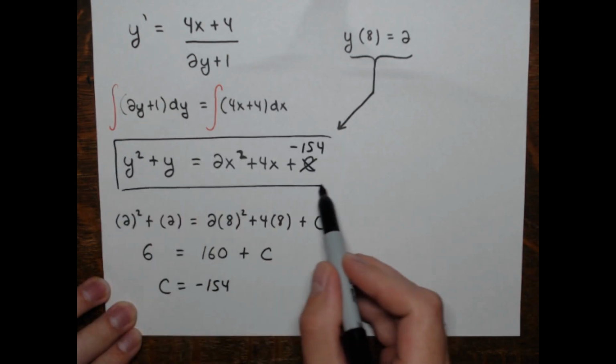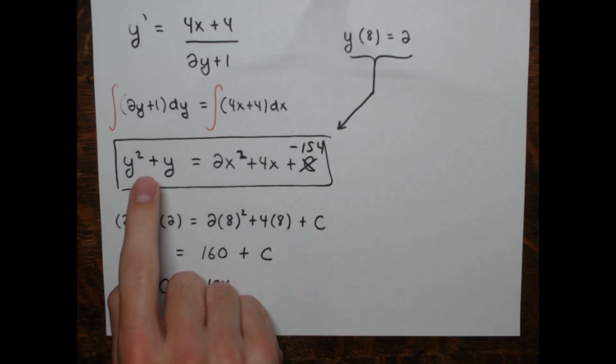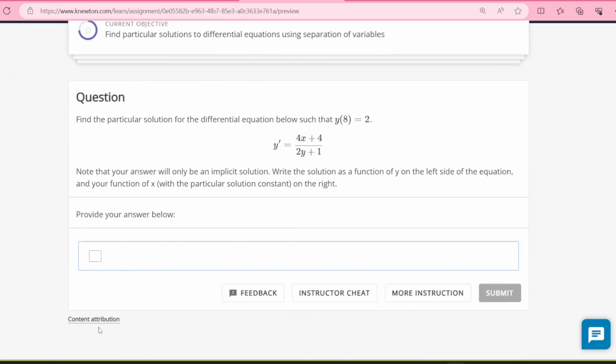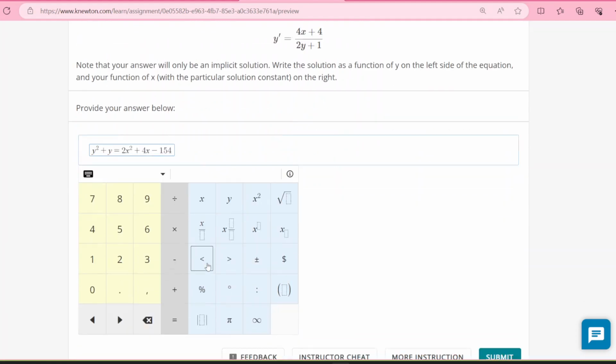And this is all they ask us to enter, right, the implicit form of the solution. Don't actually try and solve for y. And this is the way they wanted it as well, right? They said have just some function of y on the left and a function of x with the constant on the right. Notice in the answer here, there's no y equals, right? That's also a giveaway that you're entering an implicit solution. So y squared plus y on the left equals 2x squared plus 4x, and then minus 154 on the right.